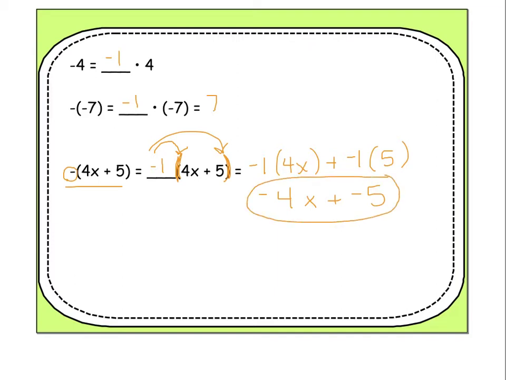Just as an FYI, our answer means the same thing written this way. I would accept either answer when you're going through and you are doing your work.